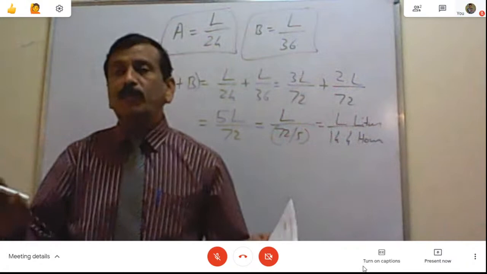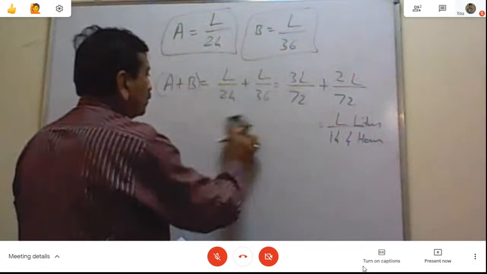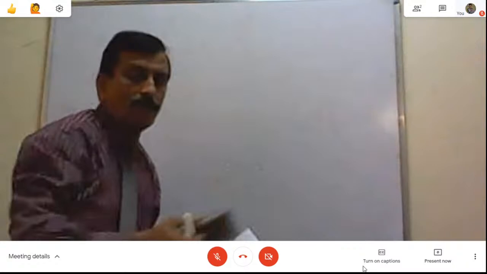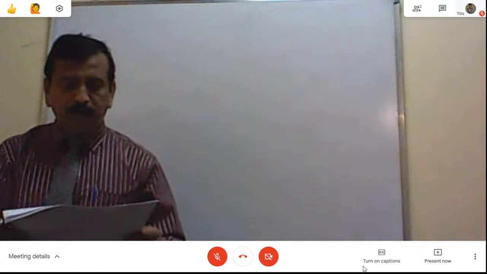Okay, then we'll come to the last problem in the assignment. A train 100 meter long is moving at a speed of 64 km per hour. Find the time taken by it to pass a man standing near the railway line.